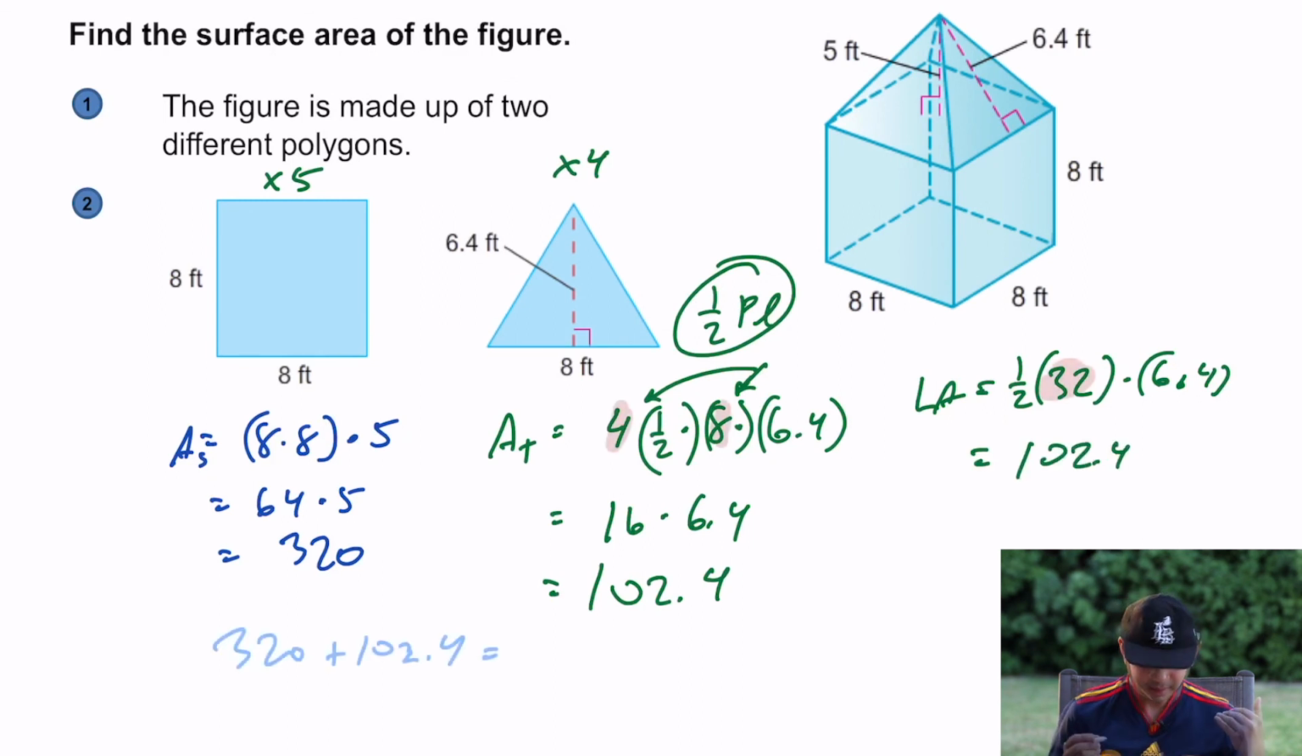That's kind of cool. To find the total area, you just take the 102.4 plus 320, and then that gives you 422.4. And this is in feet, so square feet.